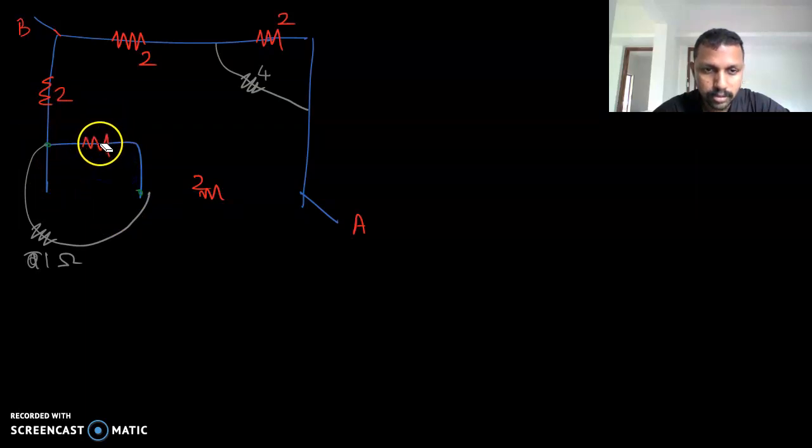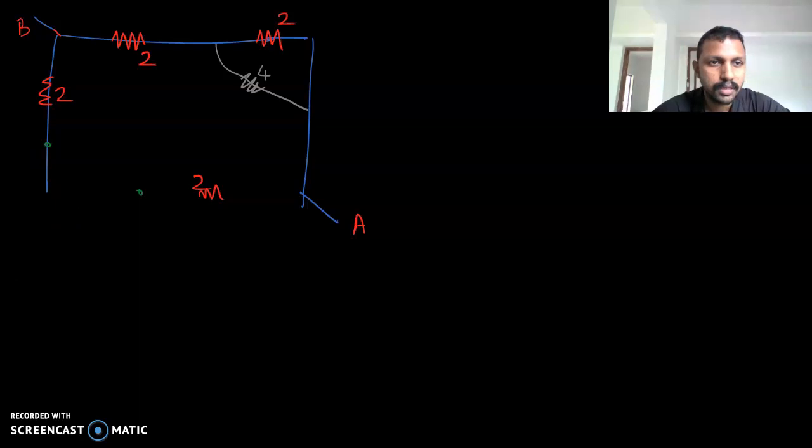This wire is also gone. Then let me delete this also. Instead of that 2 ohm resistor, let me complete the circuit diagram. Therefore we should add a 1 ohm resistor. Okay, a 1 ohm resistor is replaced for these two resistors.